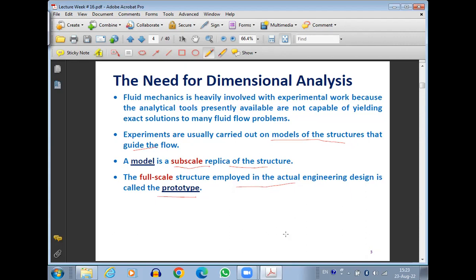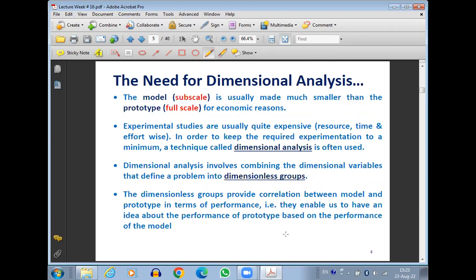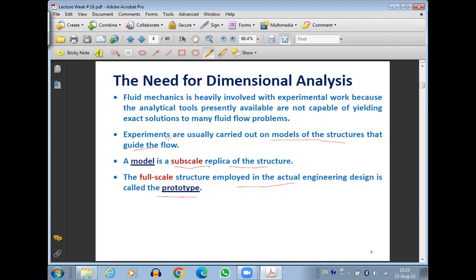We have the model, we have the prototype, and dimensional analysis is needed to produce the model. You cannot produce the model until you perform the dimensional analysis over the fluid flow devices and fluid flow conditions. The model subscale is usually made much smaller than the prototype for economic reasons. So what is a model and what is a prototype? This is important from the short questions point of view.